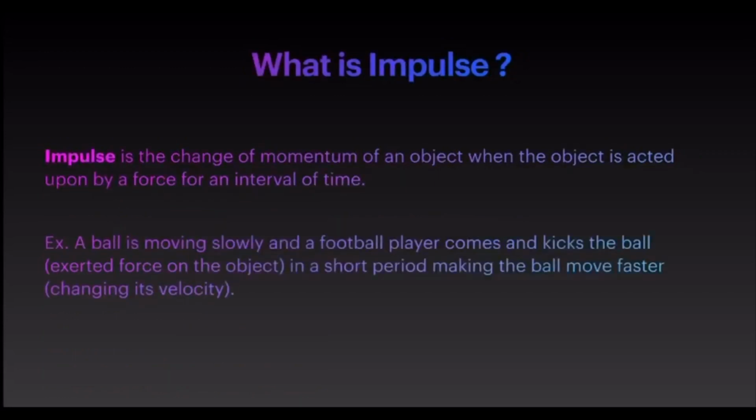Now let's move on to the impulse. The impulse is the change of momentum of an object when the object is acted upon by a force for an interval of time. For example, a ball is moving slowly and a football player comes and kicks the ball in a short period of time, making the ball move faster. So what the player here did, exerted a force on the object and changed the velocity of the ball, making it move faster, which means the momentum of this object, the ball, has increased.